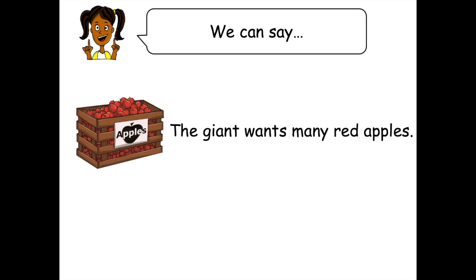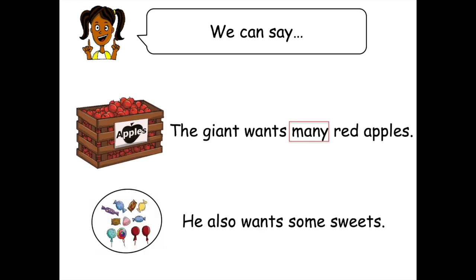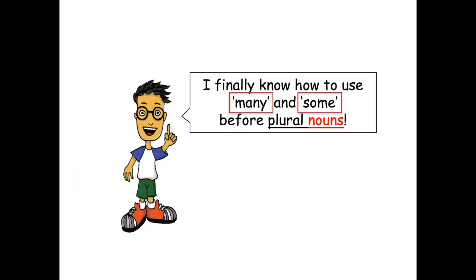So we can say the giant wants many red apples. He also wants some sweets. So I don't know exactly how many apples there are. I don't know exactly how many sweets there are. I finally know how to use many and some before plural nouns.